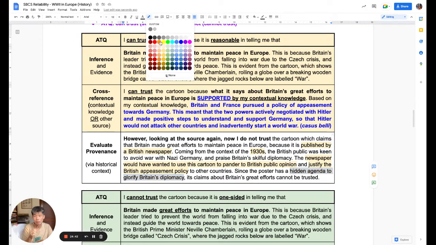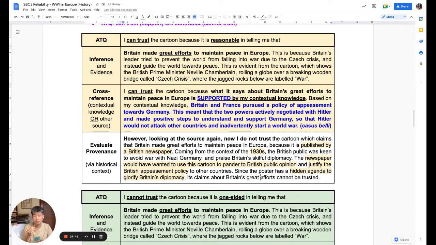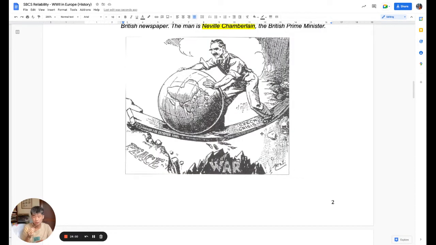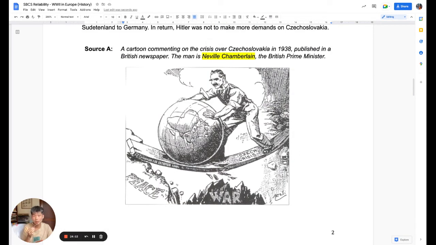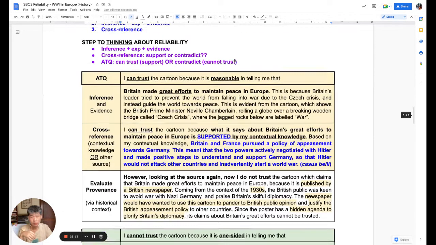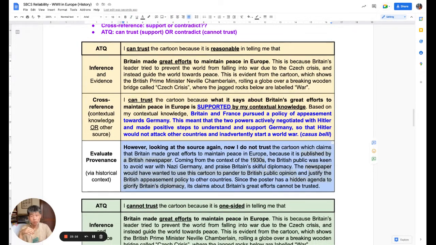So, of course, the newspaper would publish a cartoon that shows Neville Chamberlain as the hero, Britain as the hero, Britain as saving the world from the Czech crisis and from war. This is something you expect from a British newspaper in the 1930s, because it has this agenda of glorifying, of promoting, of supporting the British policies. It's got a hidden agenda. What it's saying is based on its own purpose, and you don't trust it. That is the highest level for this question. And so it would be the same whether or not you go with can trust or cannot trust in the cross-reference.